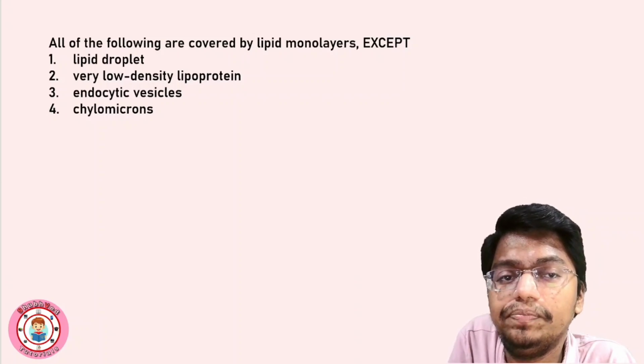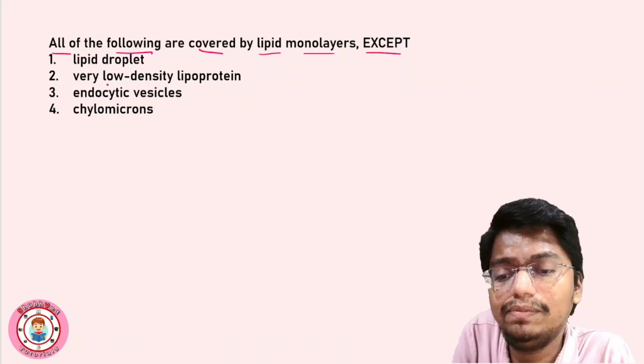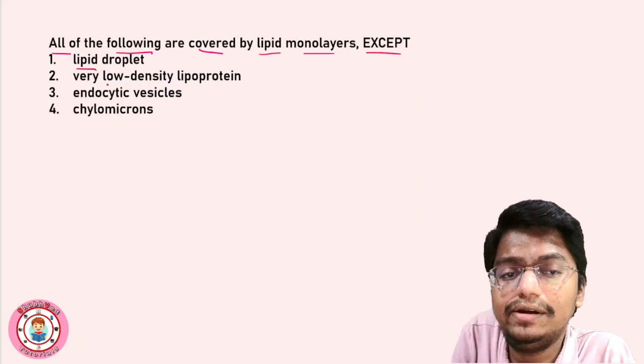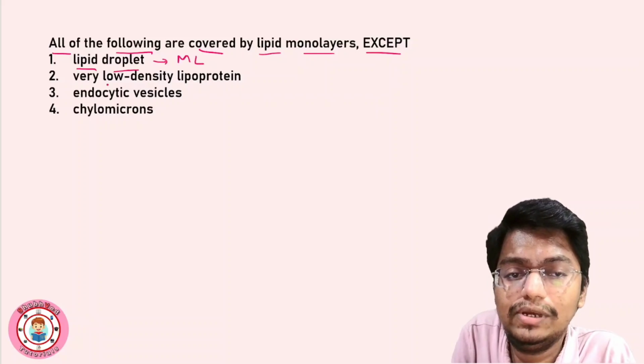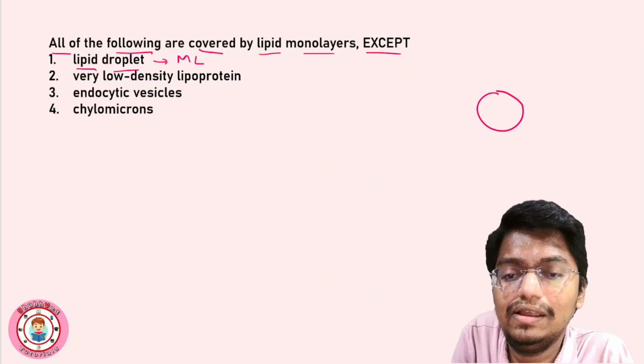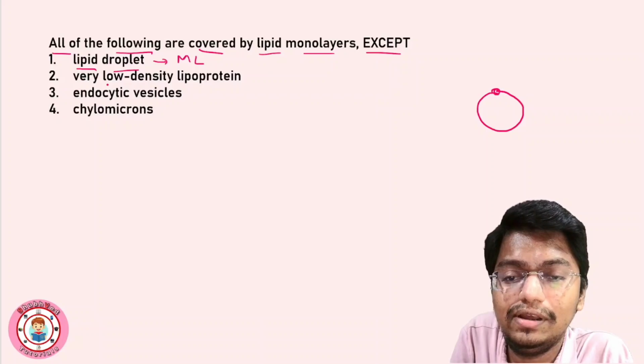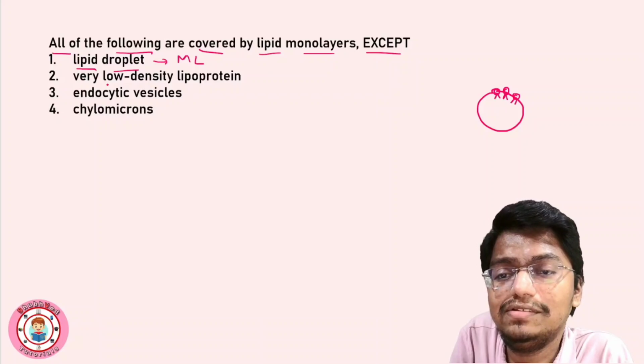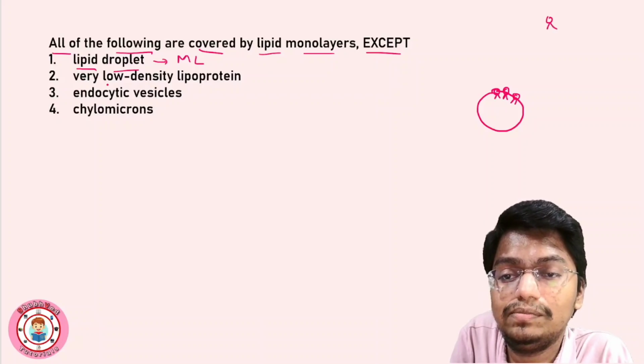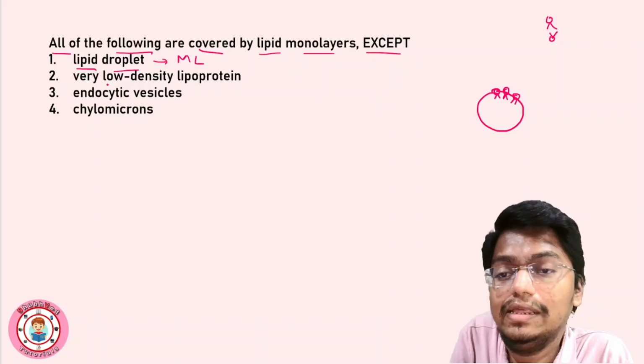Next question. All of the following are covered by lipid monolayers except. Meaning we have to identify that option that has a double membrane. Okay, the three options have a monolayer. So lipid droplet monolayer. Okay, monolayer is single layer, right? Single layer means what? Like this. And double membrane, we know, is like this.